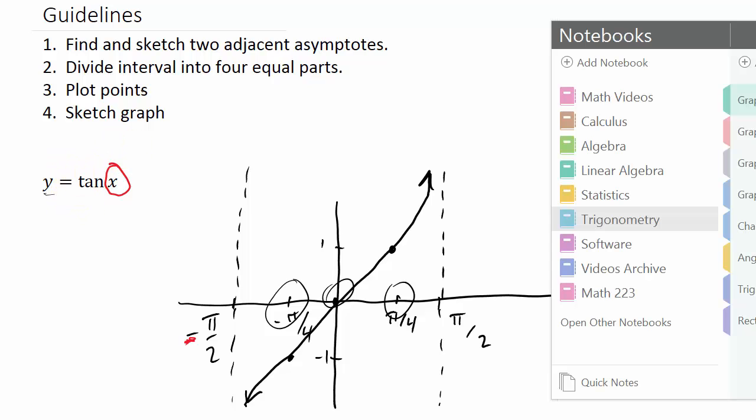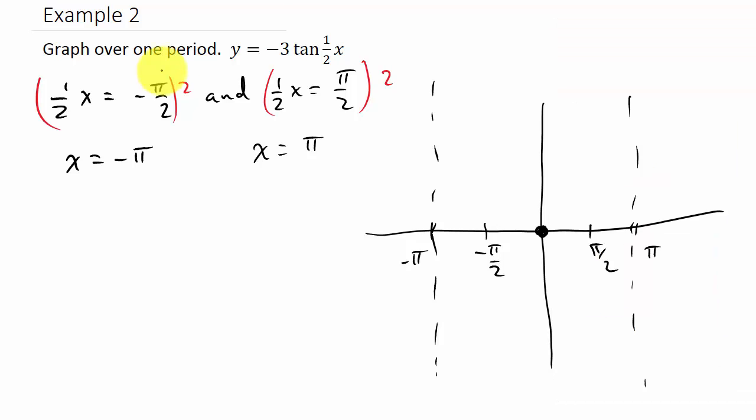But if you notice over here, we have a, don't worry about the negative right now, but there's a 3. So it's going to go up to 3 and down to -3. That right there is going to determine these values, the number in front. Alright, so now let's get ready to plot our points and sketch it.